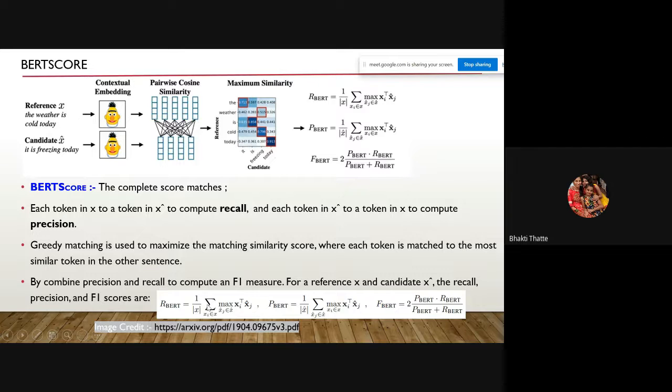So this is the formula for recall. Recall is the summation of the dot product of the reference transpose to the candidate sentence, divided by the magnitude of the reference sentence. Whereas precision is the summation of the dot product of the reference transpose to the candidate sentence x cap, divided by the magnitude of x cap. And this is the F-BERT, which gives us the combination of precision and recall.